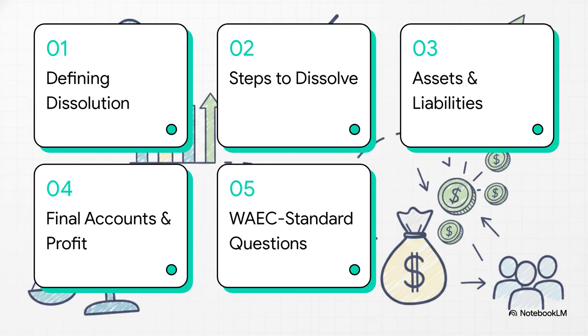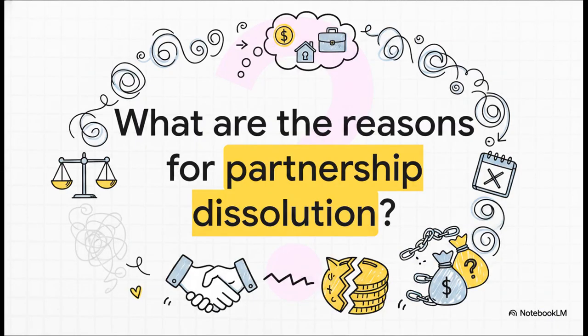We'll start by defining partnership dissolution, then walk through the steps to dissolve businesses. After that, we'll look at assets and liabilities, calculate the final accounts and profits, and finally wrap up by solving some standard questions. So I want you to just picture this for a second.